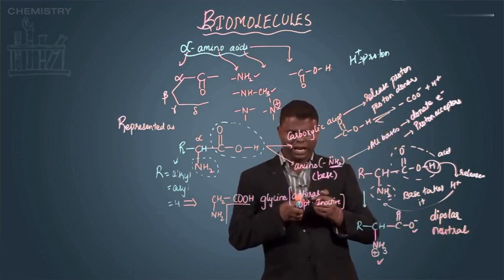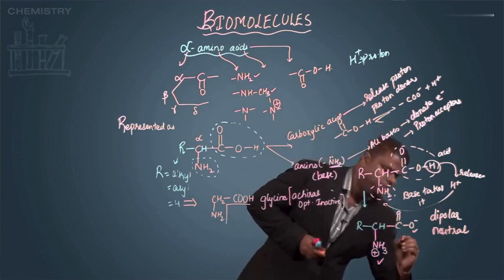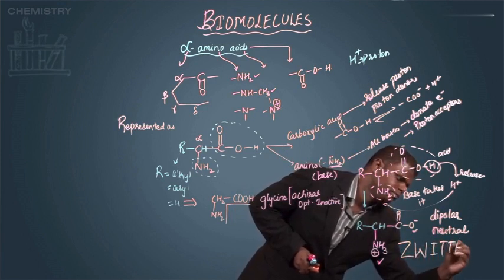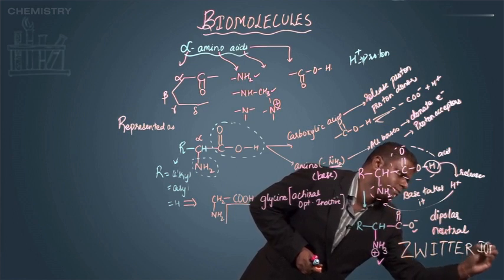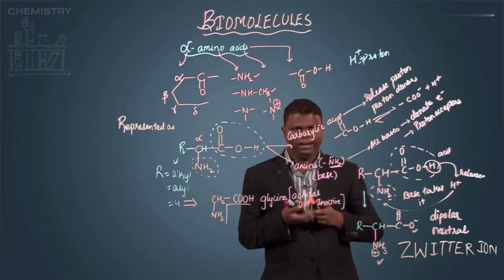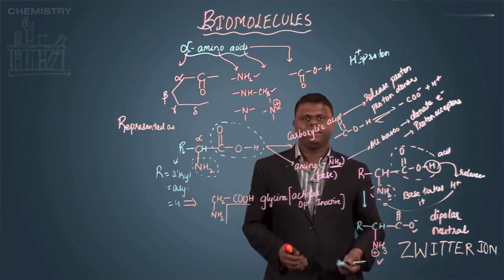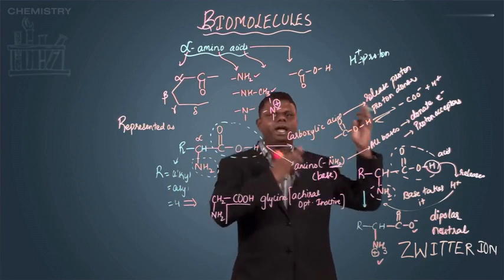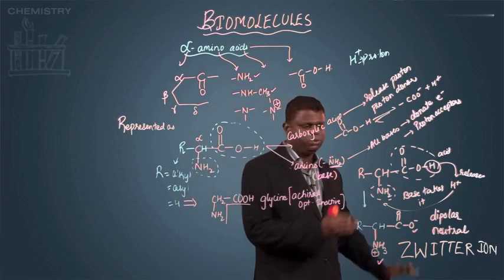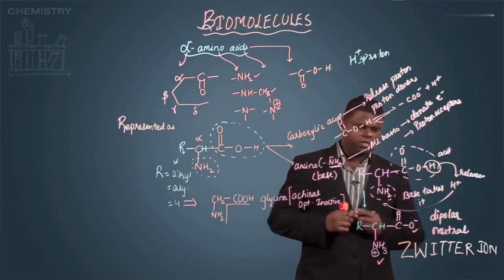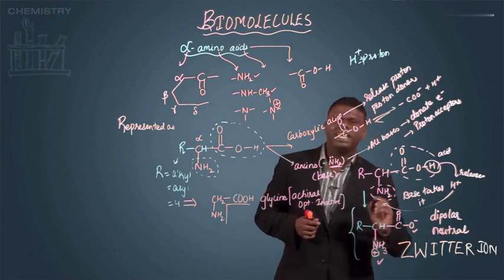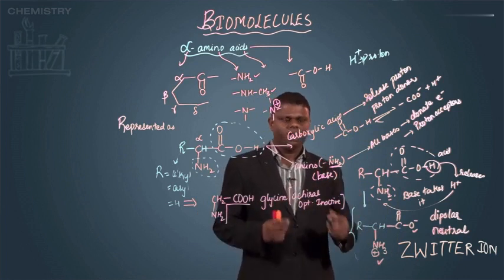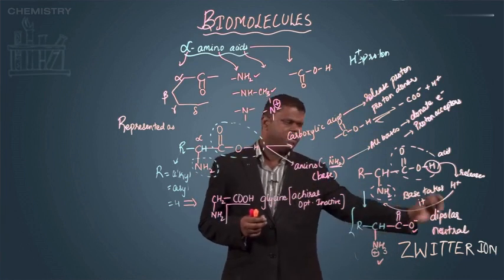This neutral dipolar ion is called a Zwitter ion. Okay, so Zwitter ion can be defined as a neutral dipolar ion which is formed as a result of hydrogen transfer from an acidic functional group, carboxylic acid, to the amino functional group. Okay, so all alpha amino acids normally exist in the form of a Zwitter ion, which is nothing but a bipolar ion. Now, you could say that this is a neutral amino acid.